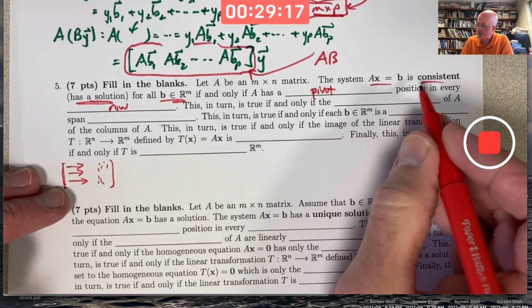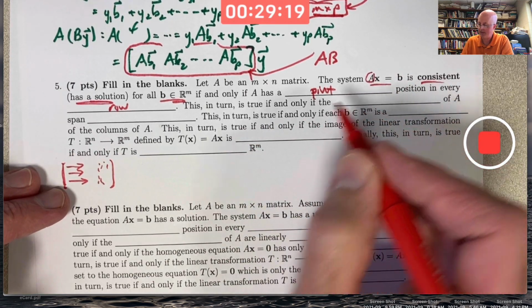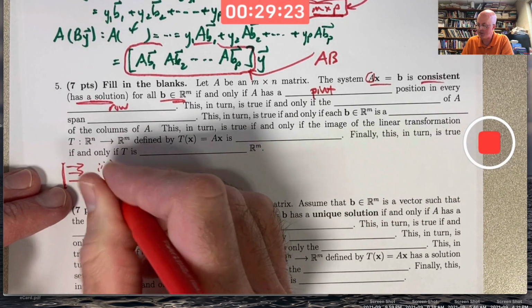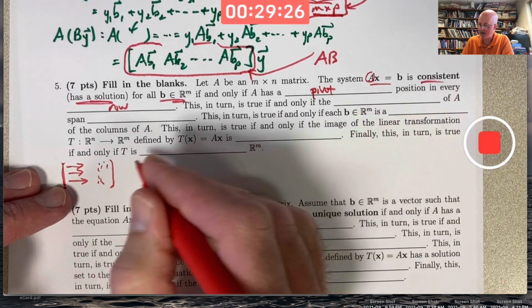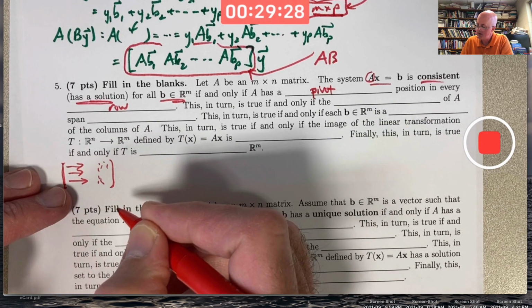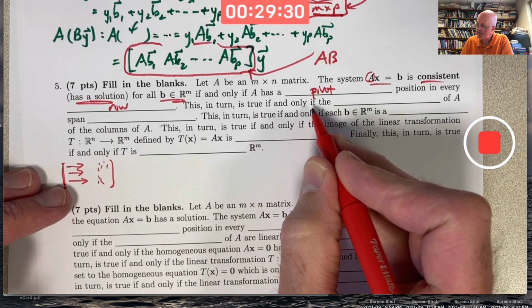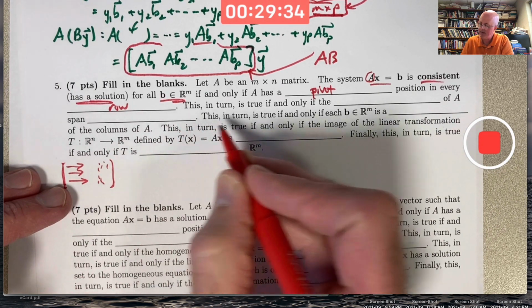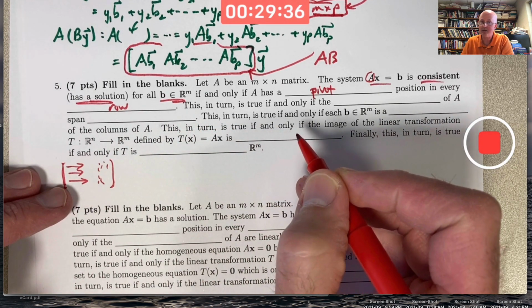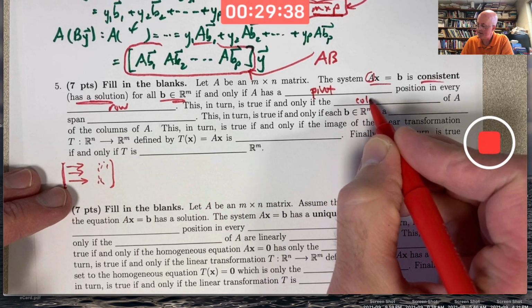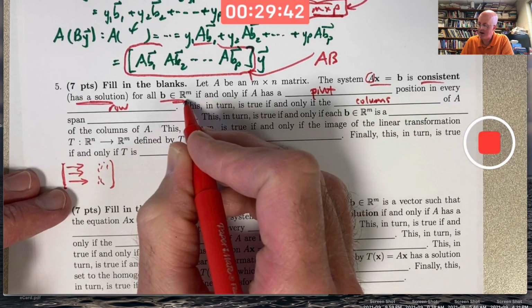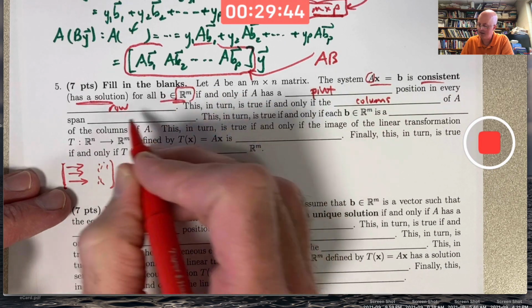We're talking about the coefficient matrix here, A. That's not what this is. I'm imagining this to be an augmented matrix where I put the numbers from the b vector on the right of the dashed line. This in turn is true if and only if the blank of A span blank. Okay, the columns of A span what? Rm.